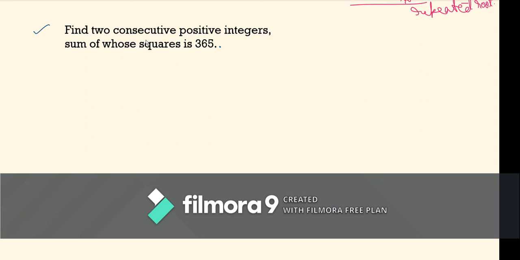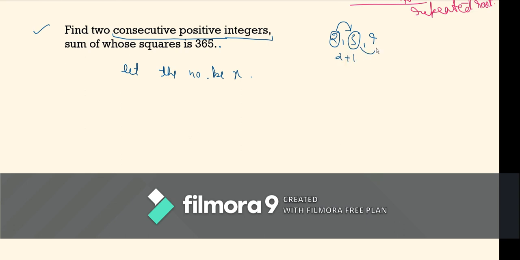So let's do it. First of all, let's understand what consecutive positive integers means. Consecutive positive integers just mean 2, 3, 4, where 3 comes just after 2. Okay, so these are consecutive numbers. Consecutive means continuous numbers that are not breaking anywhere. Okay, so let the number be x.